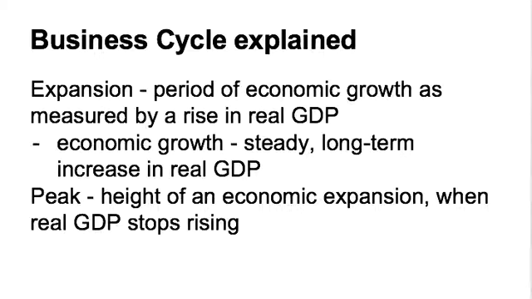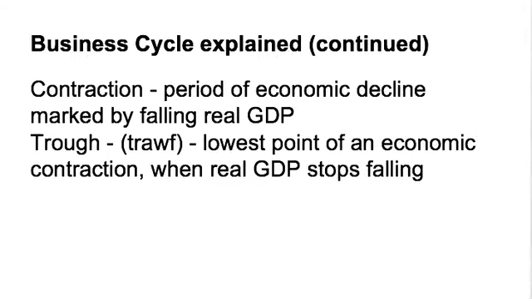Now, at the very top of a business cycle, let's say we reach full employment, we've reached our full potential, at that moment in the economy we hit something called a peak. And at the peak, that's where GDP stops rising and begins to drop down. That dropping down or lowering is known as a contraction. It's a period where economic decline happens, marked by falling real GDP.